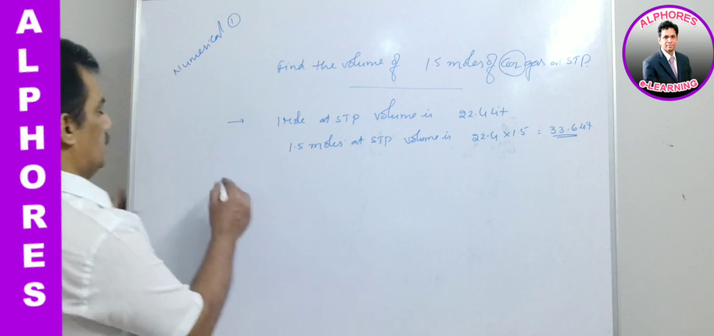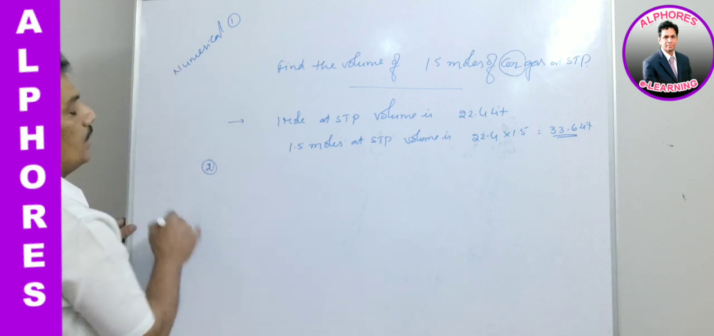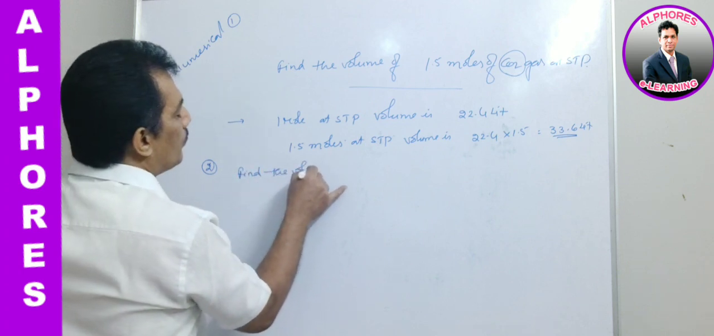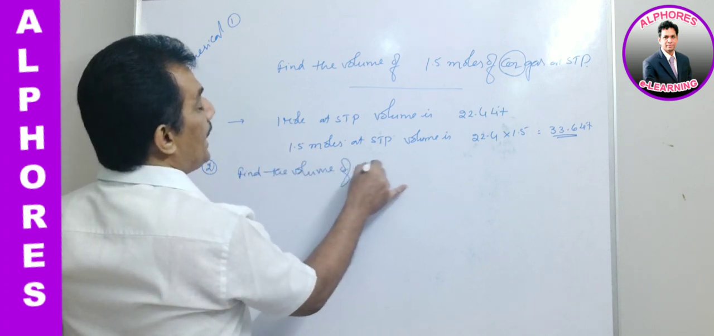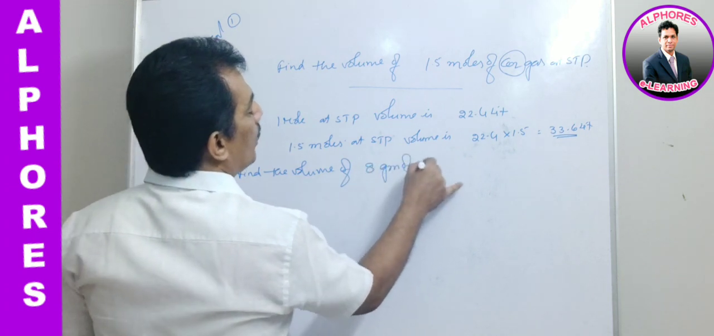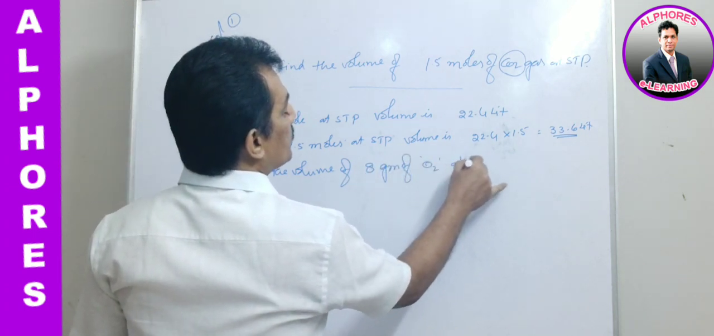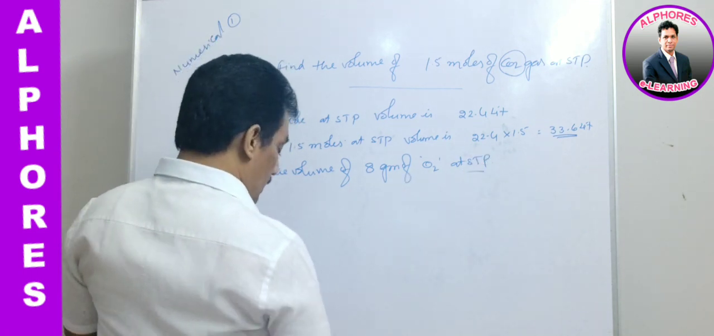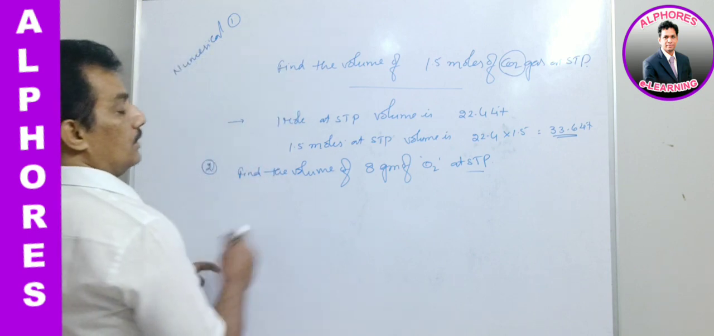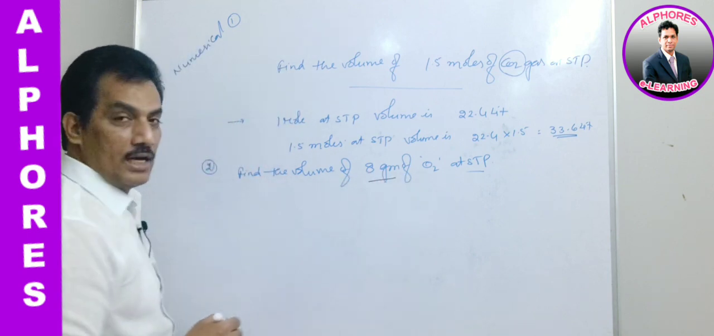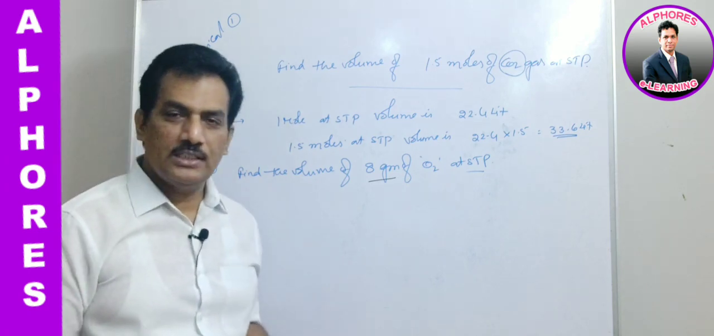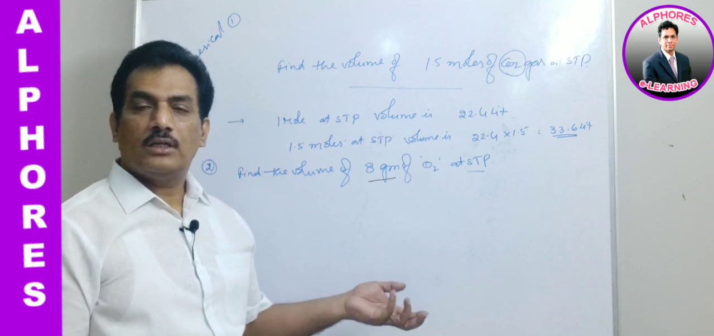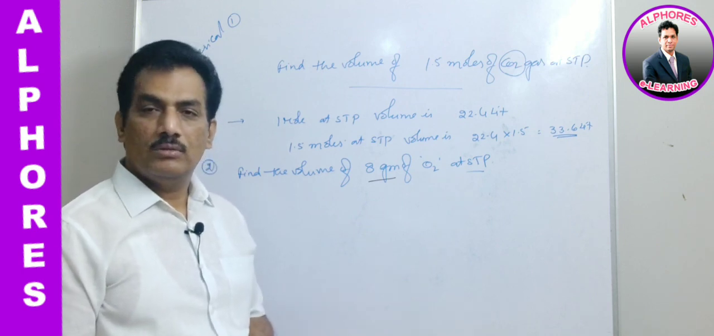And now, another question. Numerical 2. Find the volume of 8 grams of oxygen at STP. This is the second question. Now here, instead of the moles, they are giving the weight. 8 grams of oxygen they are giving. And already in previous sessions we discussed the relation between weight and mole. After converting, we can consider it into volume.